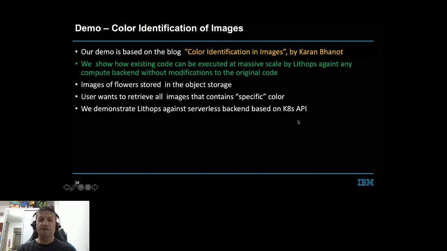In this example, I demonstrate Lithops using a backend based on the Kubernetes API. We have image storage in object storage, and now the user wants to retrieve all the images that contain a specific color. Like, give me all the images from object storage that contain the color blue. The original blog just showed you how to do it, but without scale. And again, this is the video, and I'm going back to my VLC to show you the video of the color extraction.